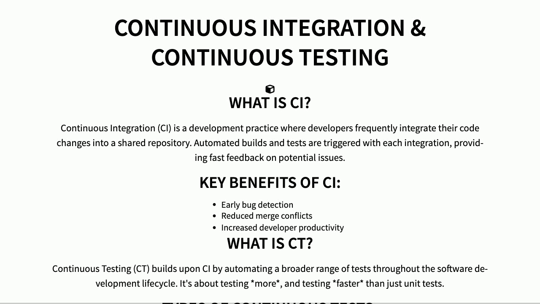Now, continuous testing goes even further. It's not just about building, it's about testing everything at every stage, from individual pieces of code, unit tests, to how the whole system works together, integration and end-to-end tests. You might also run performance tests to make sure things are fast and reliable. Essentially, CT makes sure we're catching issues as soon as they arise, not waiting until release.